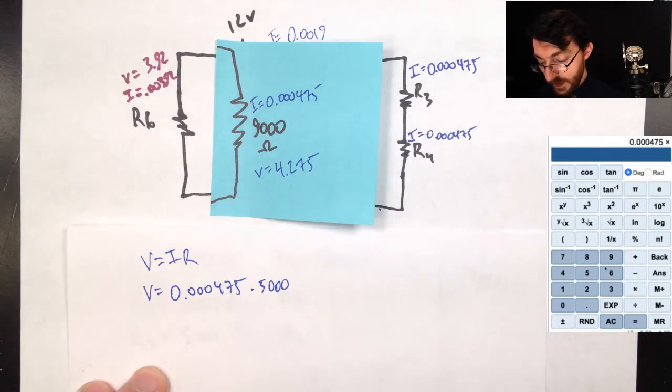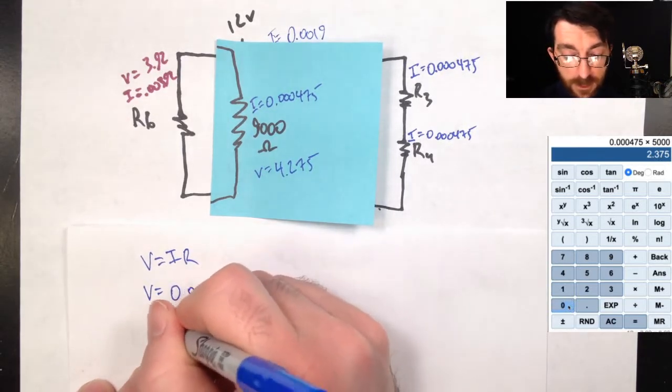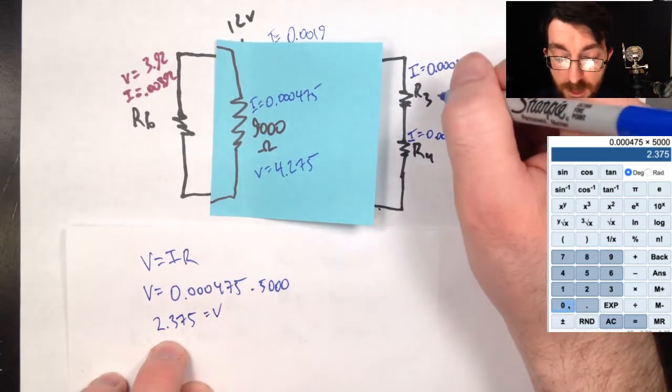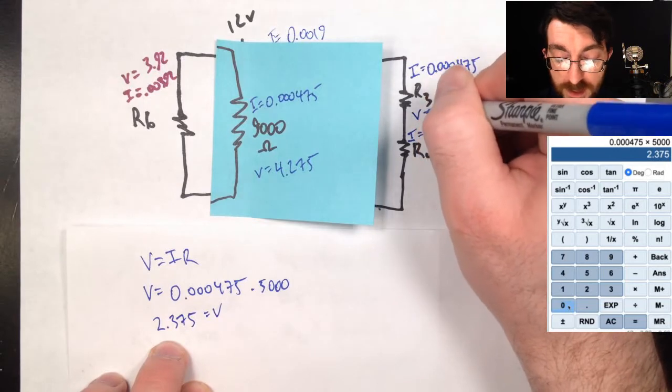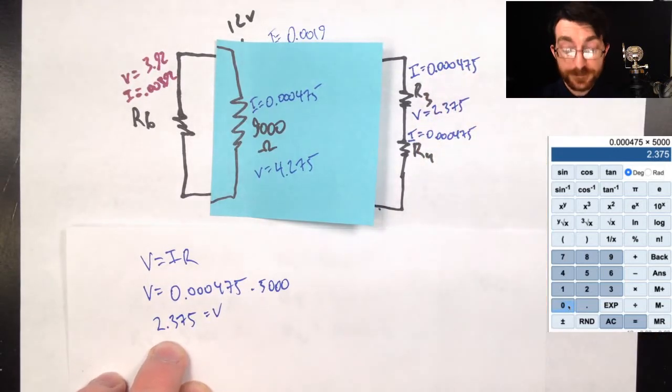0.000475 times 5,000. It's 2.375. Okay. Oh my goodness, we're almost done. 2.375. Last one.